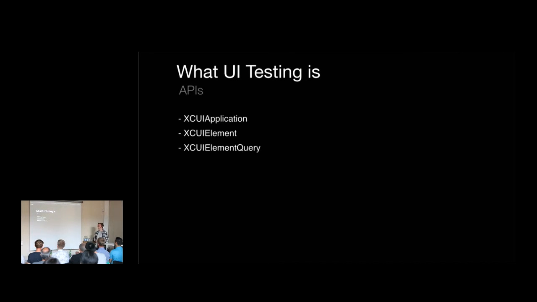And you can go nested, so you can say, I want to find the label inside the cell, inside the table view that's inside my view controller in the tab bar. So you can drill down as deep as you want, or just say, I want any label with this name.